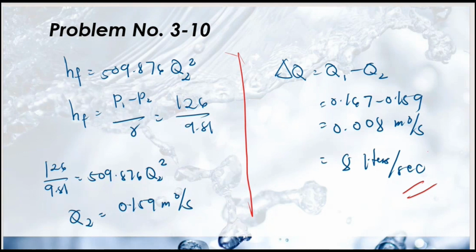Okay, so now let's compute. Remember the general equation of Darcy Weisbach for head loss. Head loss equals f L over D multiplied by V squared over 2g. We have the head loss given in the problem, that is 8 meters. So 8 is equal to f, which we don't have yet, multiplied by 100 meters over the diameter, 0.3 or 300 millimeter, multiplied by V squared over 2 times 9.81. So this value will give us, in terms of f V squared, f V squared equal to 0.471.